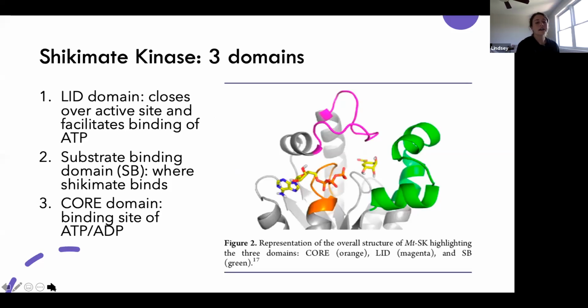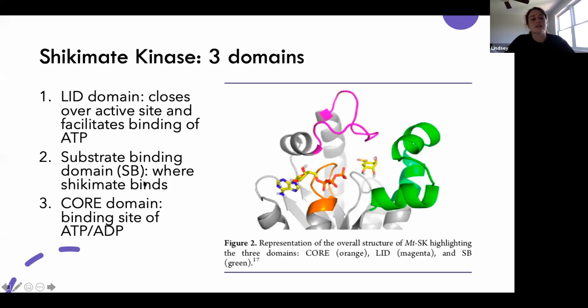And so the enzyme has 3 domains that are kind of essential to the binding of both ATP and shikimate, and they're important because you have to be able to know how they bind so that then the potential inhibitor can bind to it as well.